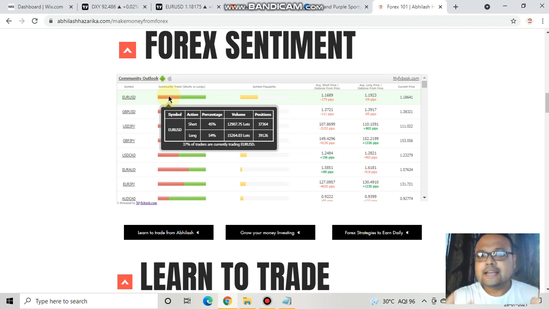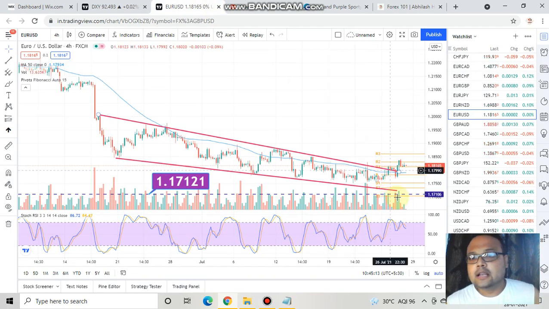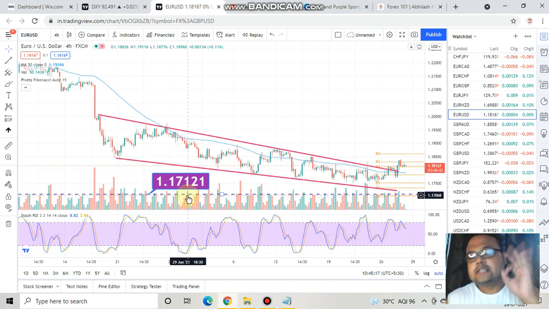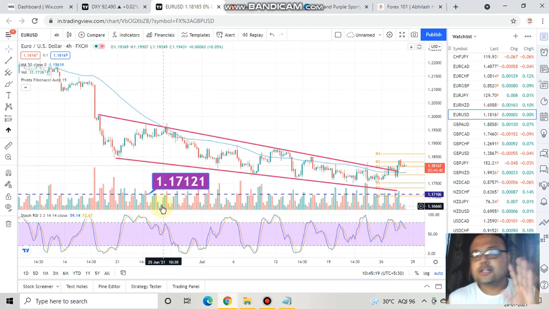You can see that they are also not sure whether the market will be going up or whether the market will be going down. Therefore, my dear friends, do not risk your hard-earned money on a chart that you do not understand. And as I always say, do not chase the market, let the price come to you. Therefore, wait for the market to come down to this level only, 1.1712. That is the safest trading spot in this chart right now.